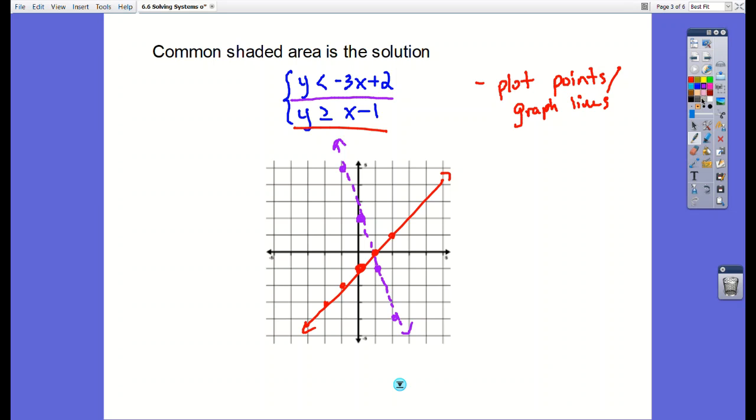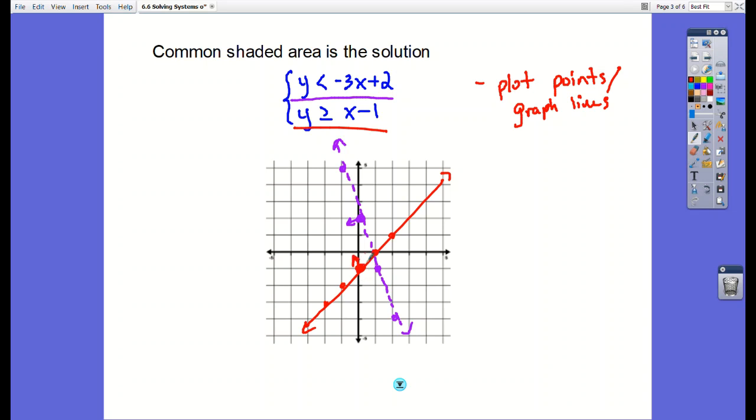So let's start shading here. This first one, everybody, are we going to shade above or below this purple dashed line? Below. Okay, so I would just make a quick note to yourself. I'm going to shade below that purple line, so I draw that little arrow. And then this red line, are we going to shade above or below that solid red line, everybody? Above. So make a note to yourself.